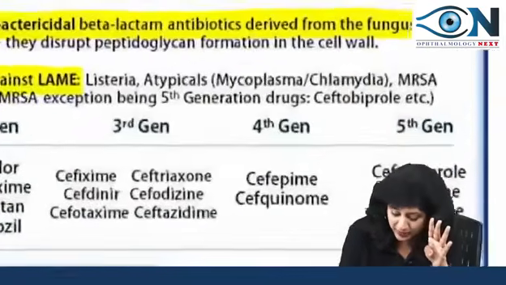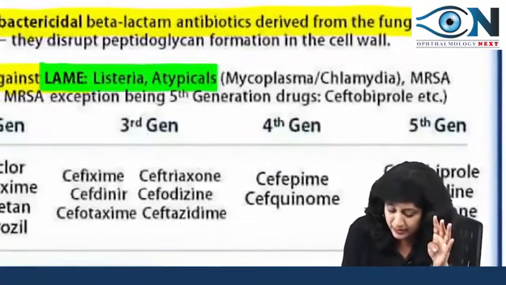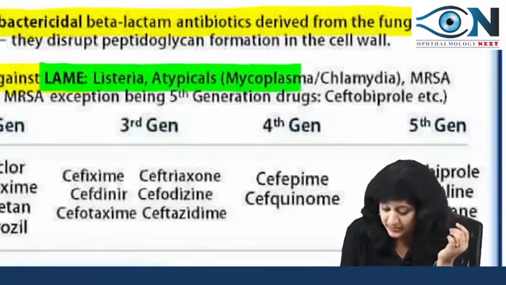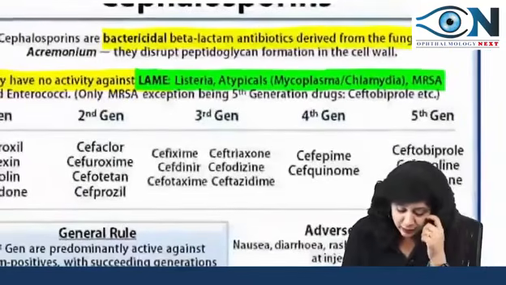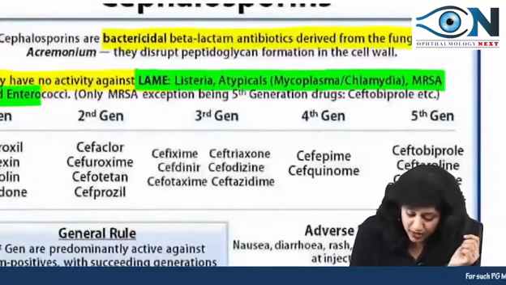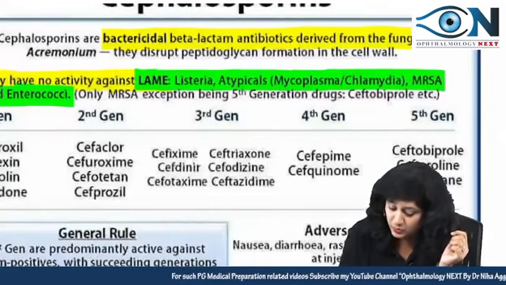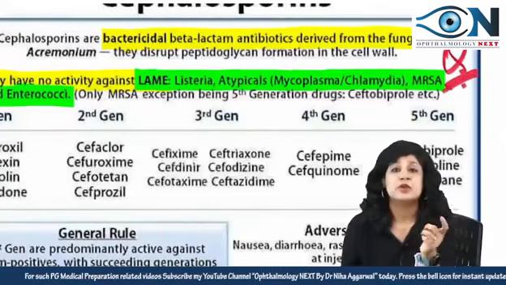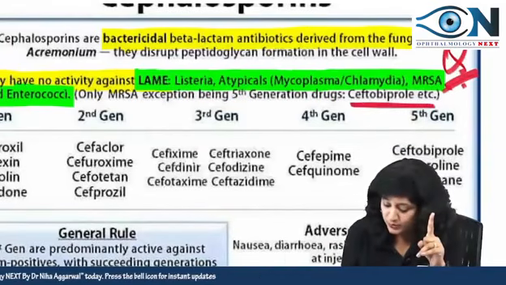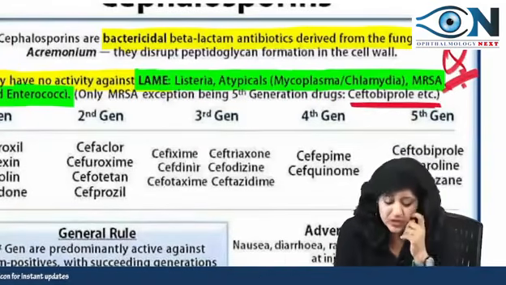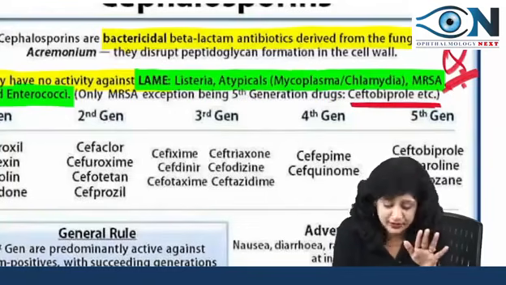So, it is a mnemonic here. We have got L for Listeria, A for atypicals like mycoplasma and chlamydia, then you have got M for methicillin resistant Staph aureus, and then you have got E, that is your enterococci. So, I think this is again an important point where a question could be asked that cephalosporins are not effective. The only exception is ceftobiprole, which is acting against the methicillin resistant, otherwise they are not acting.